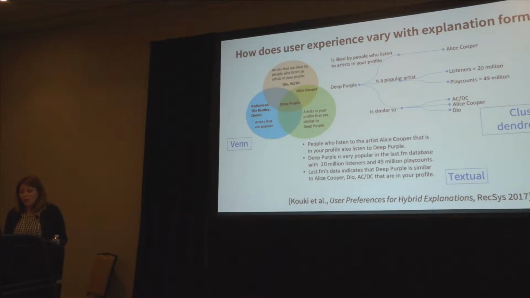To answer the question, how does user experience vary with explanation formats, we implemented the best visual formats that were a result of a non-personalized user study. So we implemented Venn diagrams using 3 intersections, a cluster dendrogram, 2 versions of it, an interactive and a non-interactive one, and also a textual explanation in natural language.